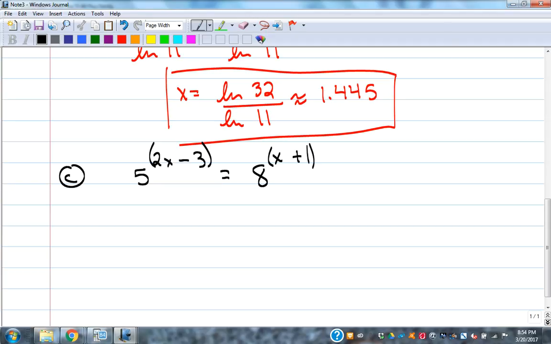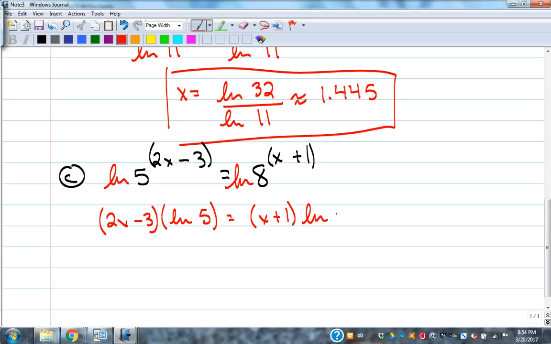Take the natural log of each side. Good job. So the natural log allows that to be 2x minus 3 times the natural log of 5, and this to be x plus 1 times the natural log of 8. Only problem with that is the fact that it's two things in the front there instead of just one.